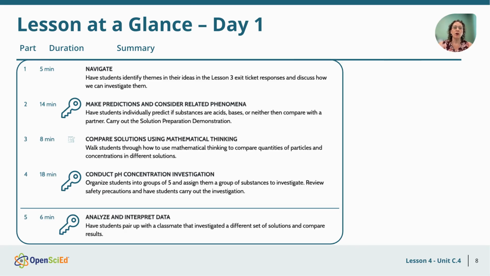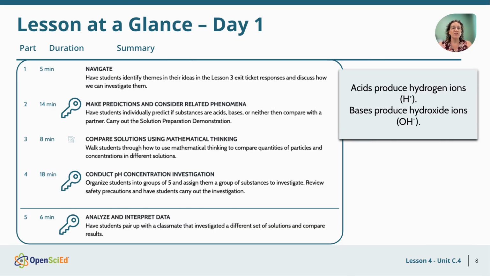In the first loop, we make predictions about which substances will produce hydrogen ions and which substances will produce hydroxide ions. Then we compare the solutions using mathematical thinking and compare the quantities of particles and concentrations of different solutions. Next, we'll conduct a pH concentration investigation and then analyze and interpret our data. We figure out that all acids produce hydrogen ions. All bases produce hydroxide ions.